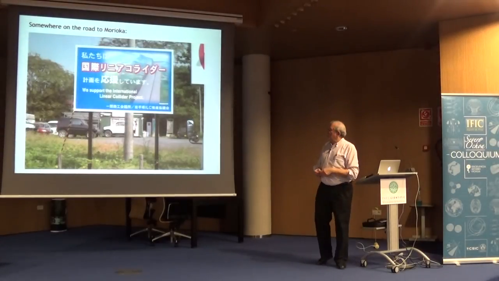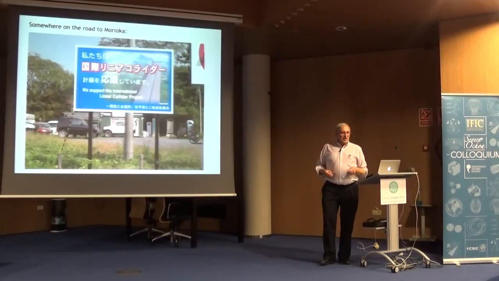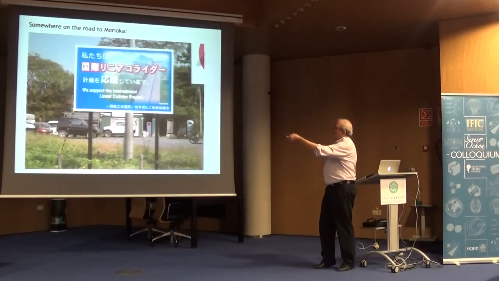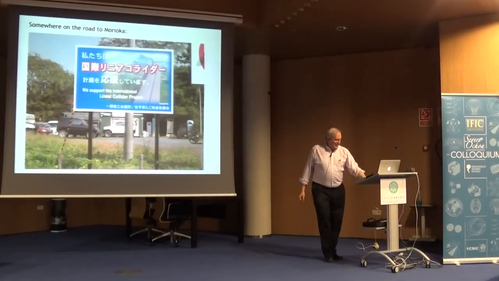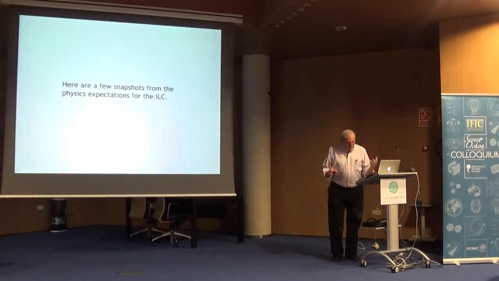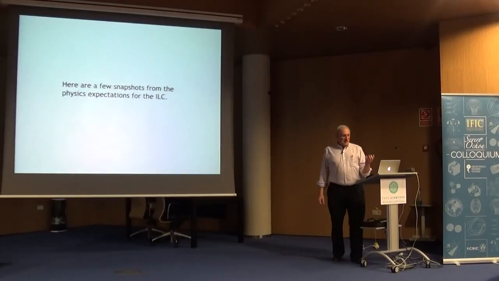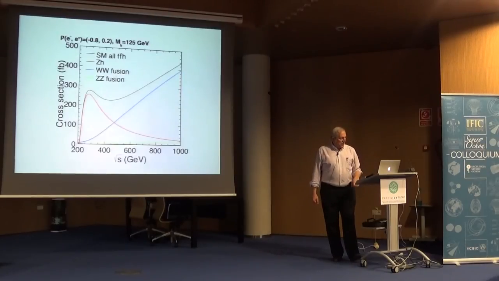If you go down the road to Morioka, you see signs like this. If your Japanese is good, you can see that that reads International Linear Collider. So finally, here are a few snapshots from the physics expectations for the ILC.